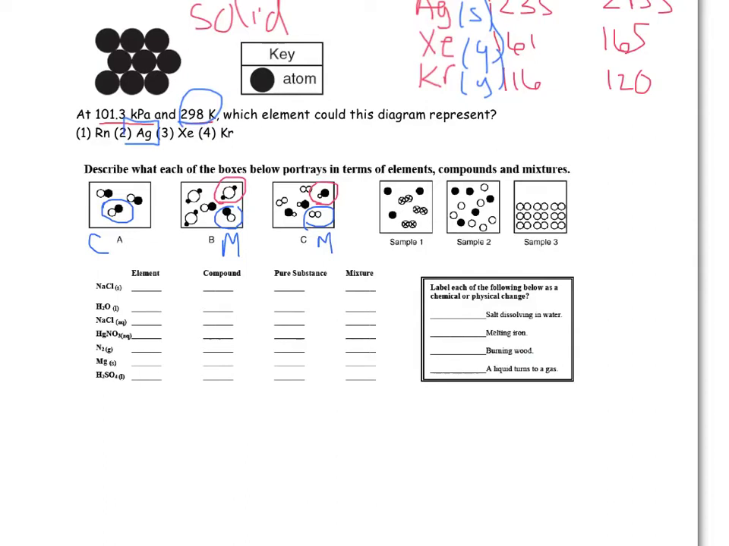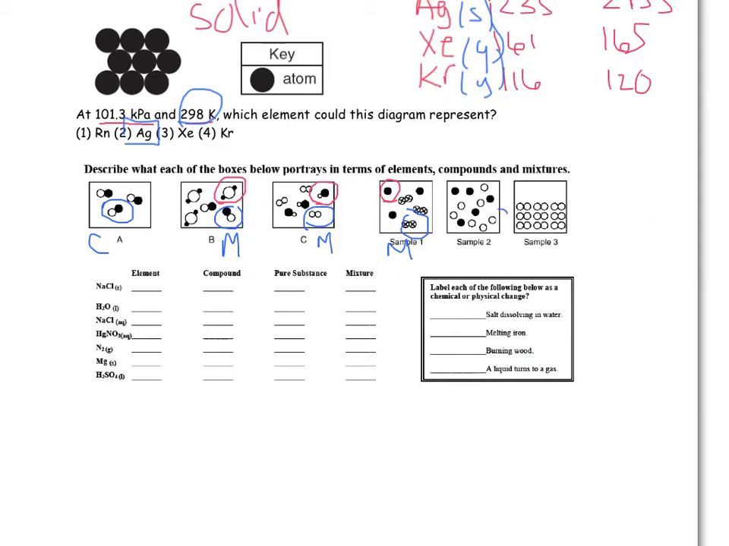Now in this sample over here, sample 1, we have this duet here that again is an element. That's called a diatomic element because it is made of the same atom that's stuck together, and then we have this other element. So here we have a mixture of two different elements. Now, in sample C, we actually have the same thing as in sample 1, meaning we have a mixture of two elements, but the elements are a little bit different here.